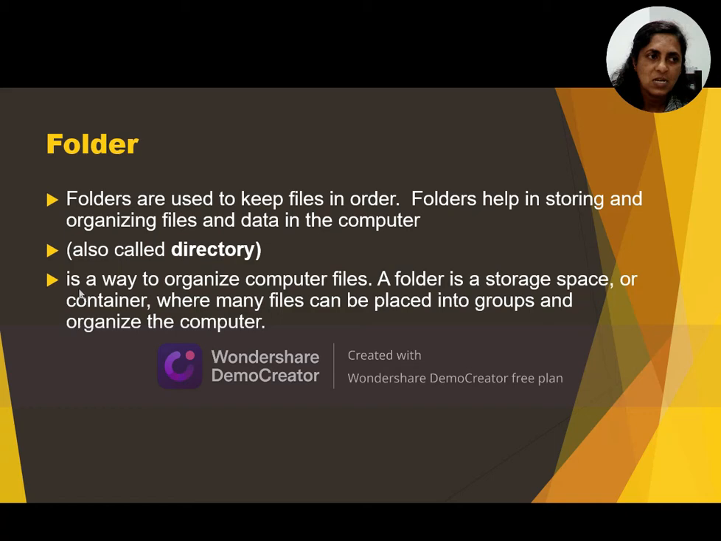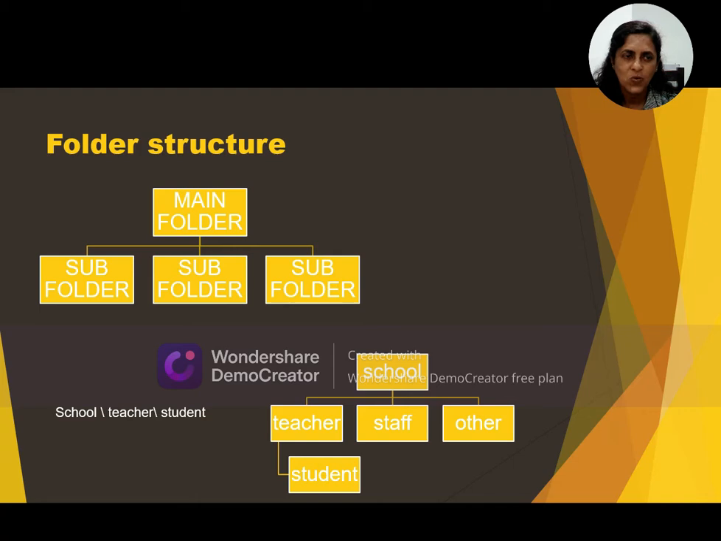So look at this. It is a way to organize computer files. You can store your Word files inside the Word folder, and Excel files you can keep in the Excel folder. Here with the folder structure, you can see the main folder like this. Inside this main folder there are 3 subfolders. Those are called subfolders because these folders are placed inside the main folder.